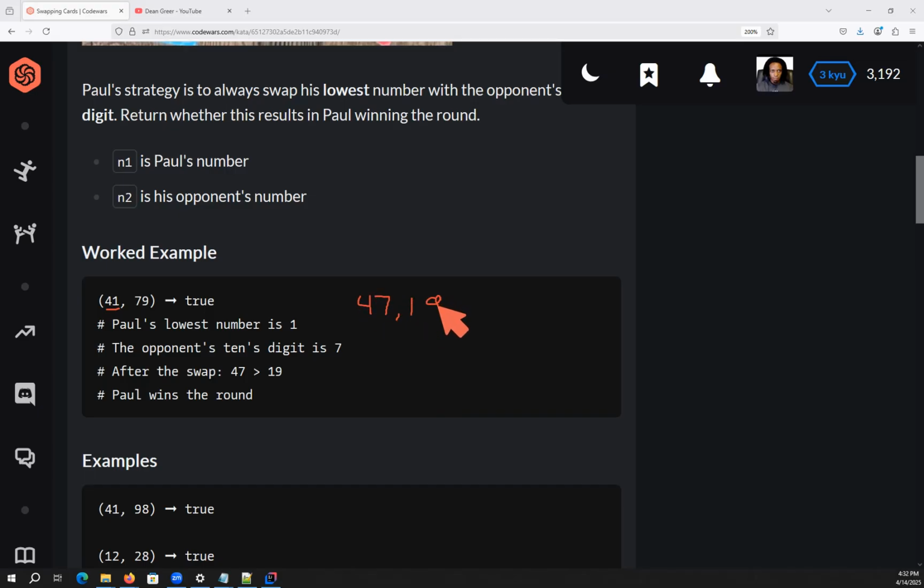4719. Because the 1 and the 7 get swapped. Paul has a 47. Opponent has a 19. Paul wins. There you go. So that's how you do it. Let's look at one more.